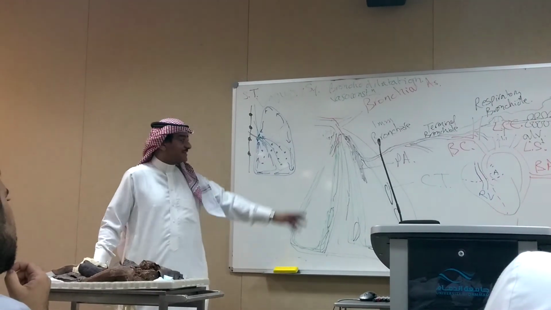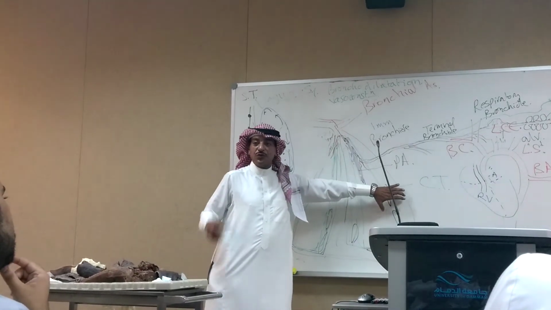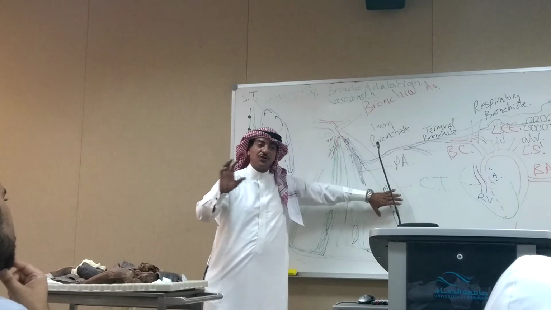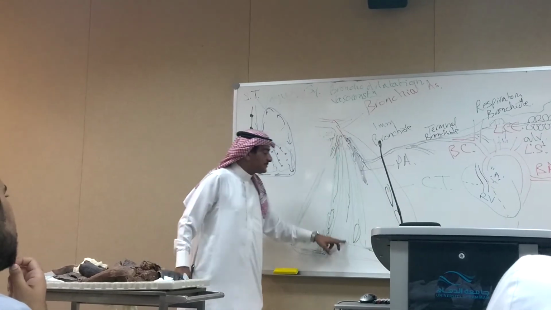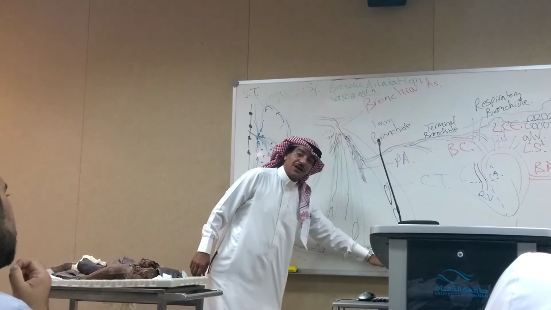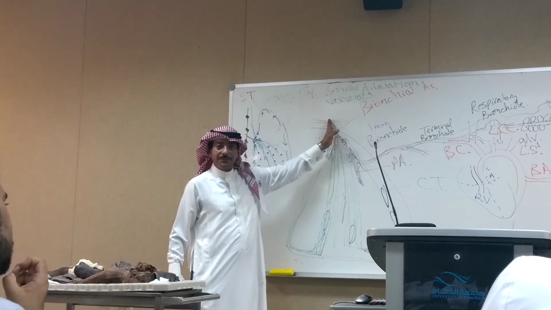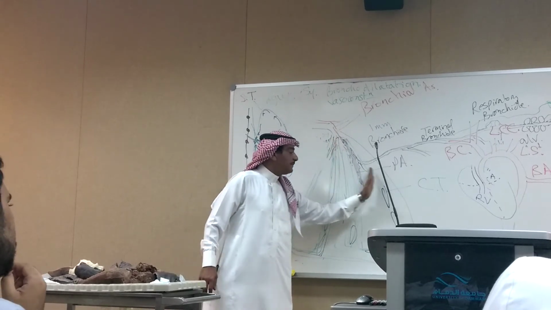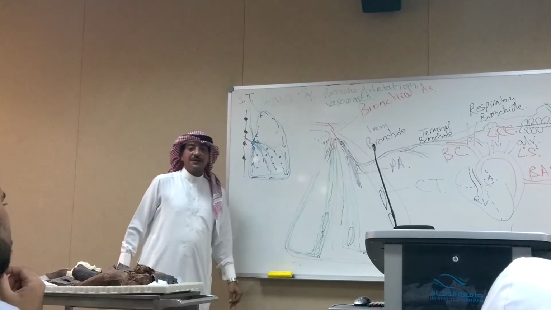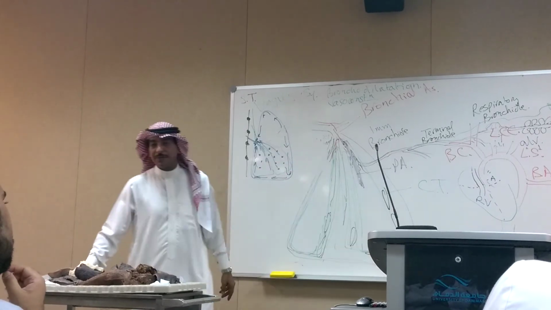A bronchopulmonary segment is a division of a lobe. So each lobe consists of a number of segments. The segment is pyramidal in shape. Its base is located at the surface of the lung. Its apex is directed towards the root of the lung. They are separated by connective tissue. This connective tissue contains the tributaries of the pulmonary veins.